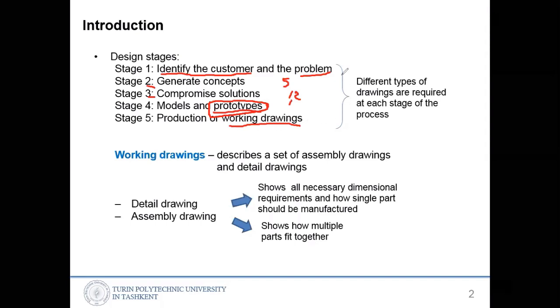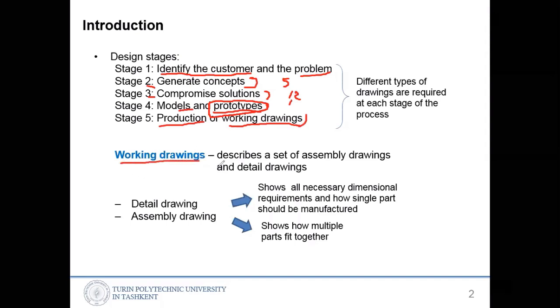Different types of drawings are required in each stage. In the concept stage there is its own drawing, and here also its own drawing. To create the physical models, you need to make a drawing. But for mass production, you need to have the working drawings for mass production. So a different type, a different scale. And what are working drawings?